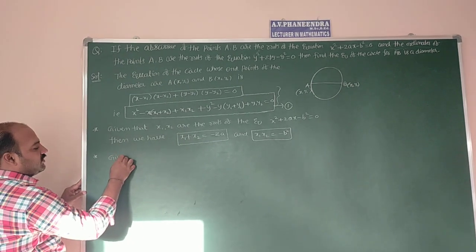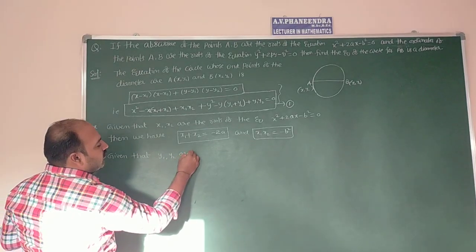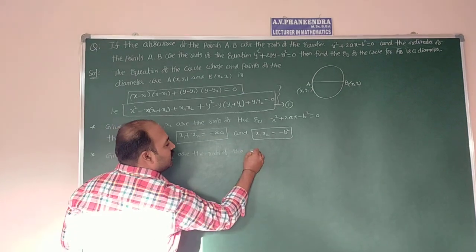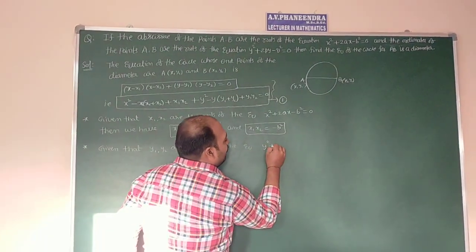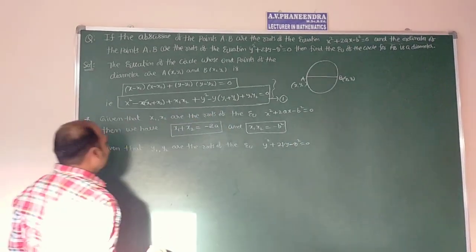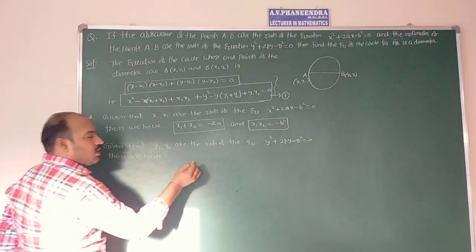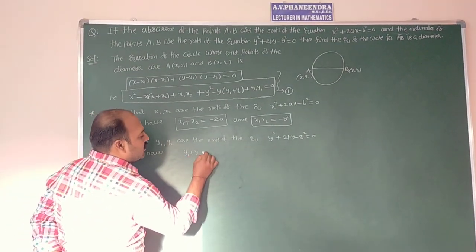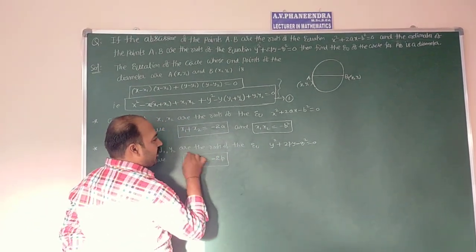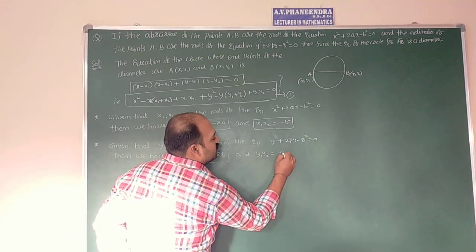And also given that y1, y2 are the roots of the equation y squared plus 2py minus q squared equal to 0, then here also we use the sum of the roots and product of the roots. y1 plus y2 equal to minus 2p, and the product of the roots y1 y2 is equal to minus q squared.